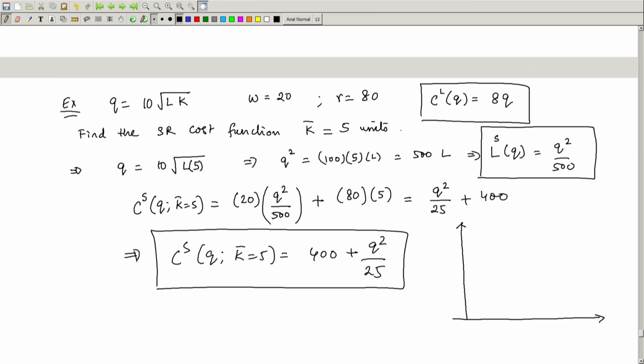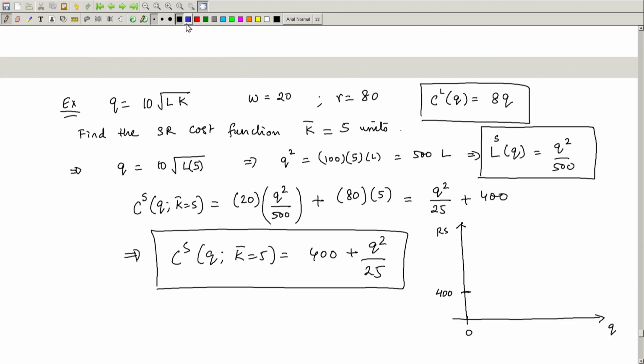Cost functions are always plotted in the output and rupee space. So, on the x axis I have output and on the y axis I have rupees. If q is equal to 0, the cost is going to be 400. In fact, this could be treated as a fixed cost, because I am stuck with 5 units of capital whether I produce or not. Each unit of capital is going to cost me 80 rupees. So, 5 units of capital will cost me 400 rupees. So, this is the fixed cost.